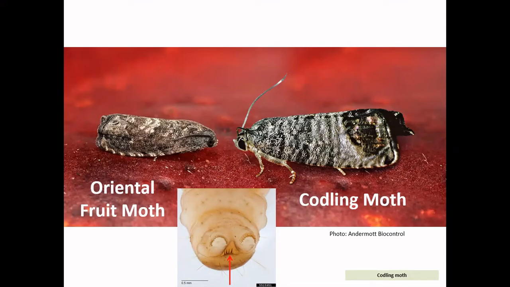So you can see the size difference between oriental fruit moth and codling moth in this great picture shown here. Oriental fruit moth is quite a small moth in comparison. The other difference, if you're dealing with the larva stage of these pests, is to look for the presence of an anal comb at the end of the caterpillar, shown here in this picture. Oriental fruit moth has an anal comb, as opposed to codling moth, which does not. The other way of determining which species you're dealing with, if you're seeing this internal damage, is to look at the damage itself, which I'll discuss in an upcoming slide.